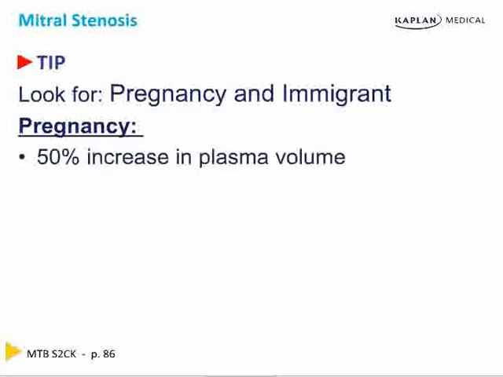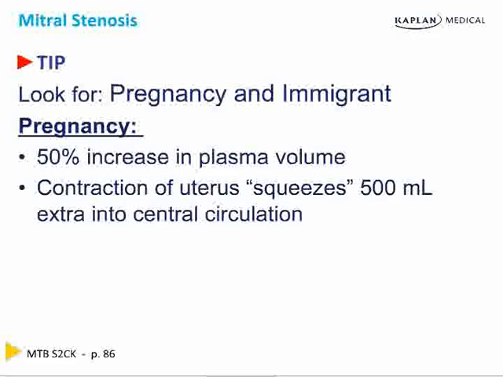pregnancy, because in pregnancy there's a massive increase in plasma volume. This has to do with resetting the hypothalamic osmostat. In a normal person, you would shed off ADH at an osmolality of 280. But in a person who's pregnant, in order to increase the plasma volume, it continues to secrete ADH into the posterior pituitary. This 50% increase in plasma volume allows for the perfusion of the baby. In addition, for pregnancy, when you contract the uterus, it squeezes at least 500 milliliters extra into the central circulation.